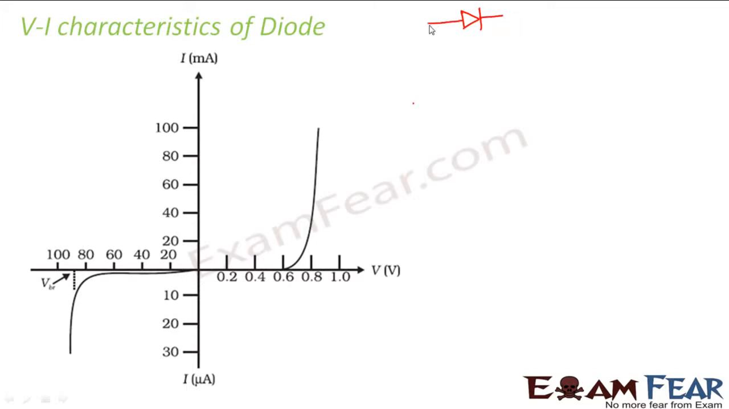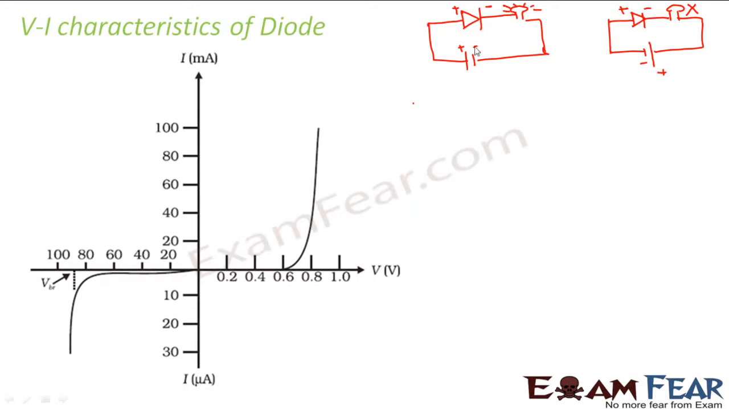Let us suppose you have a diode which is connected in forward bias, and in this circuit you have a bulb. You have another diode in a different circuit where you connect the diode in reverse biasing. What do you see? You see that in this case the bulb glows, but in this case the bulb does not glow. Why is it so?